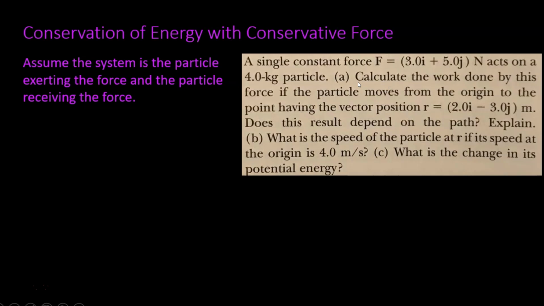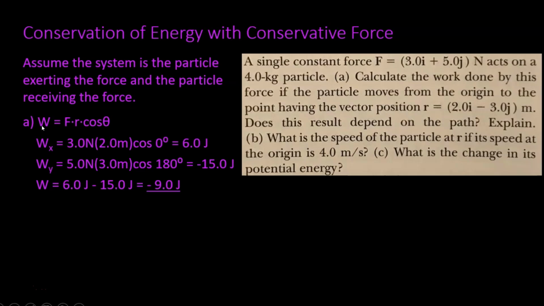First thing we need to notice in calculating part A is that the direction of the force is not parallel to the direction of the displacement vector. So we need to use our cosine theta formula. Work is equal to the magnitude of the force vector times the magnitude of the displacement vector times the cosine of theta, where theta is the angle measured from the displacement vector counterclockwise to the force vector.